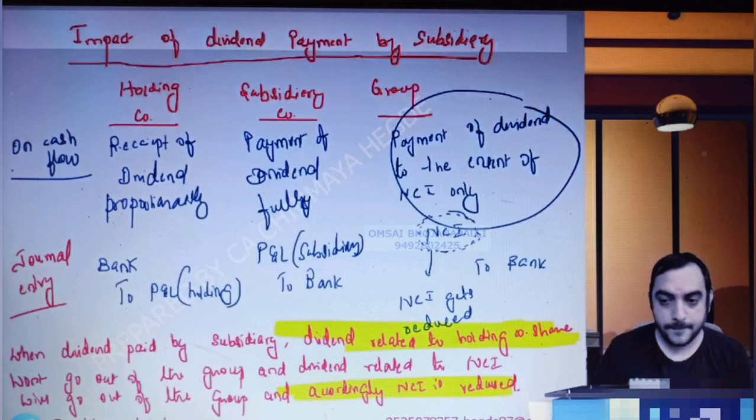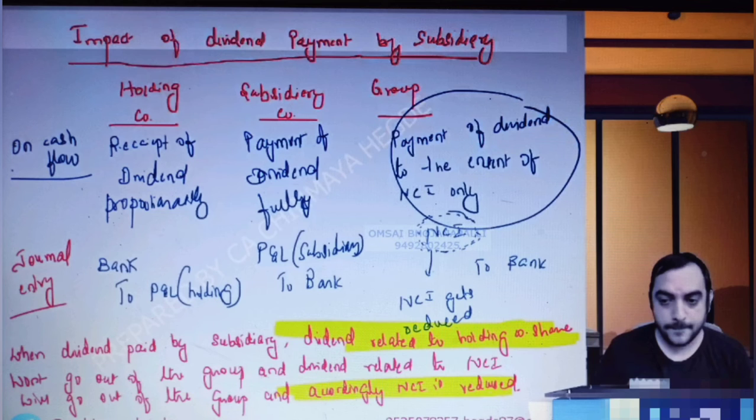journal entry is concerned, what entry is to be passed by the holding company? They will receive the money. So the journal entry will be bank account debit to their P&L account. This is the holding company P&L. And the subsidiary company pays the dividend. So reserves or P&L of the subsidiary company to bank.